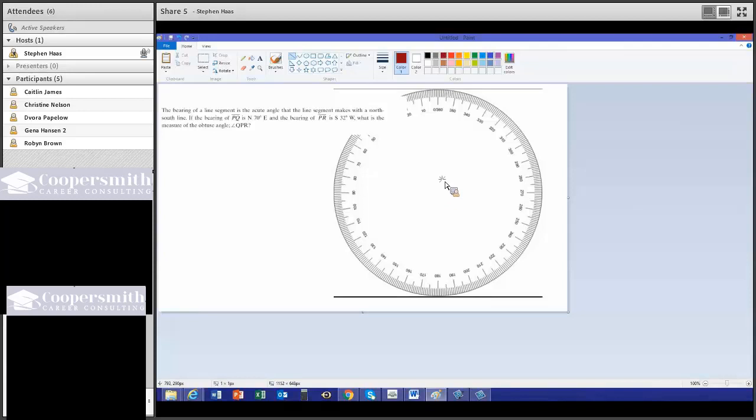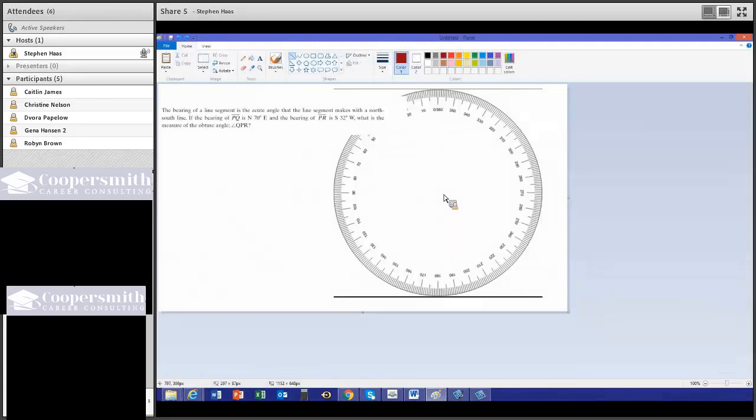290. Actually, you know what? This doesn't really start in the middle. Let me try to estimate start in the middle. Okay, I think that looks a little better. That's more to the middle. Okay, so it starts north, and I'm going to extend it 70 degrees.